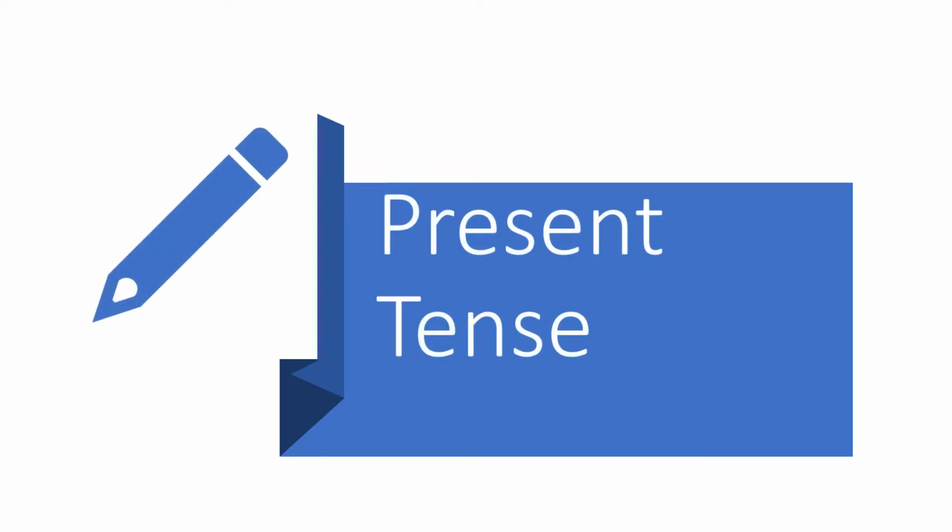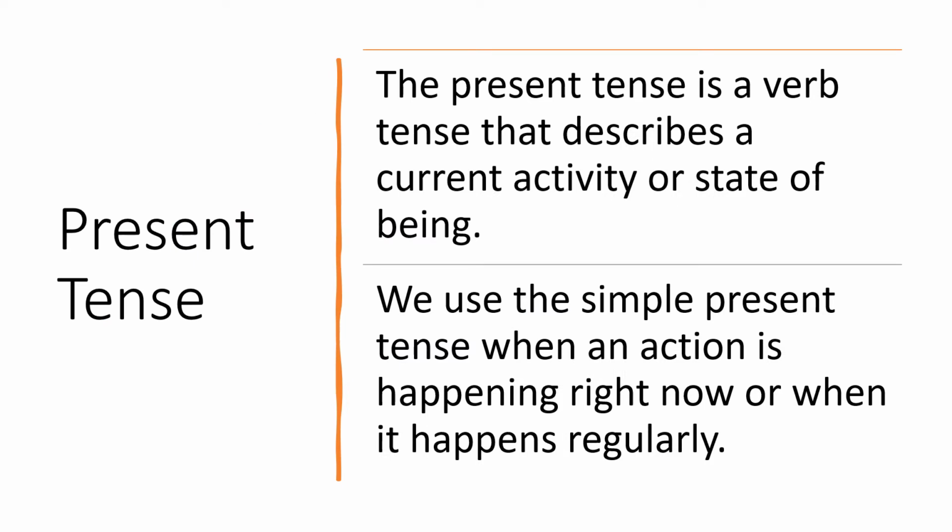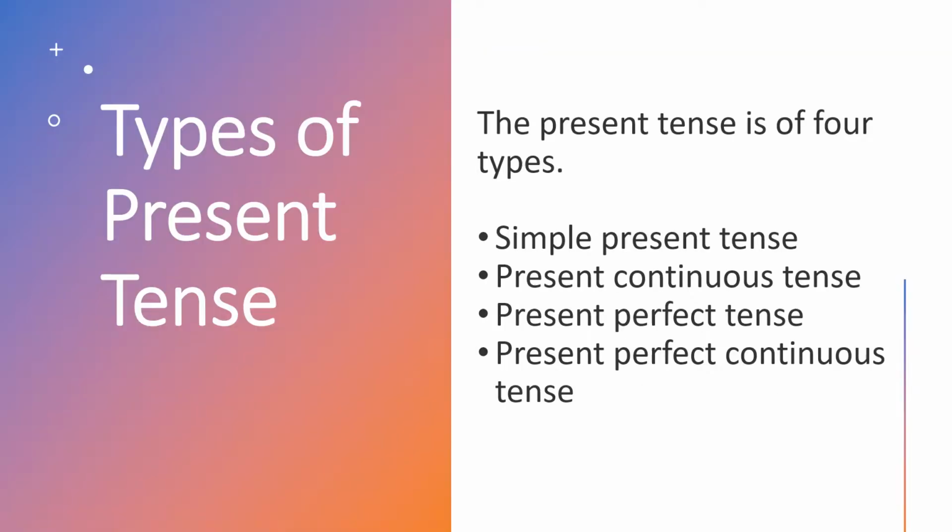Today we will discuss present tense. The present tense is a verb tense that describes a current activity or state of being. We use the simple present tense when an action is happening right now or when it happens regularly.